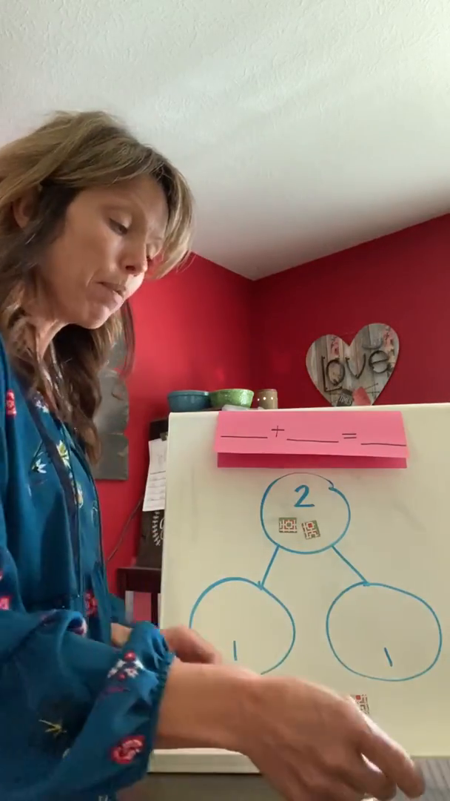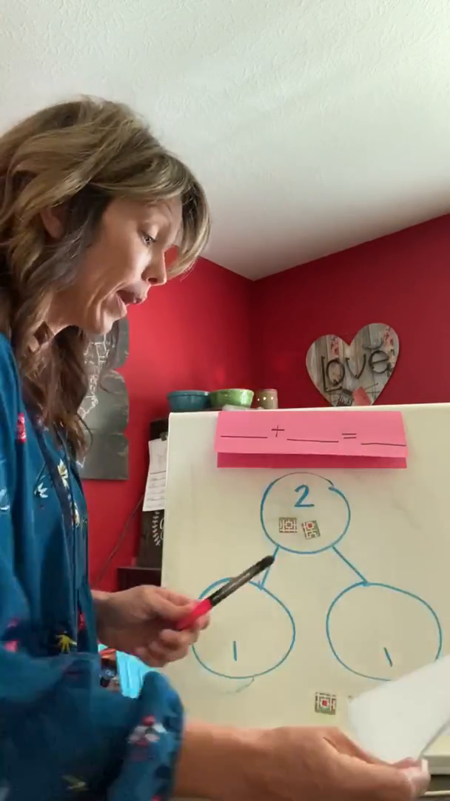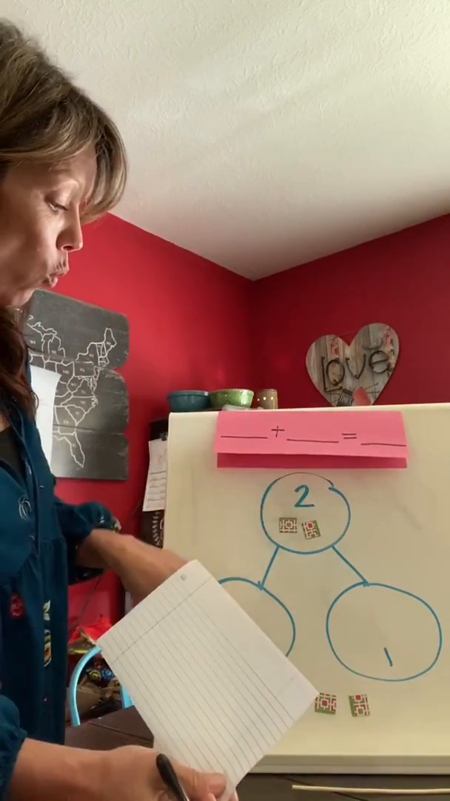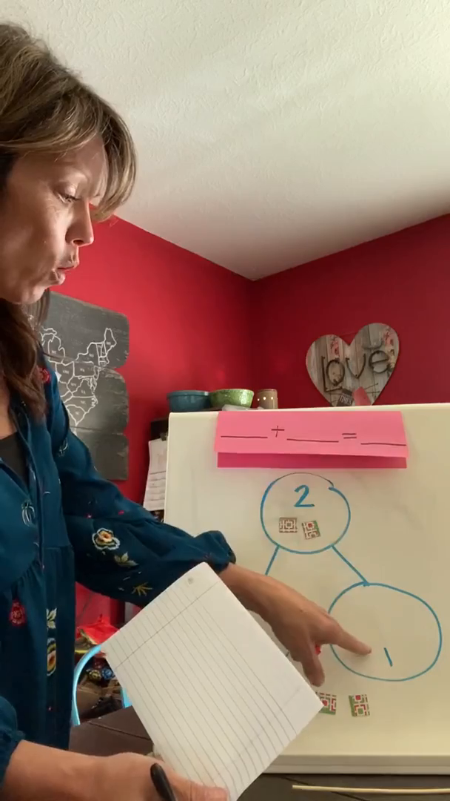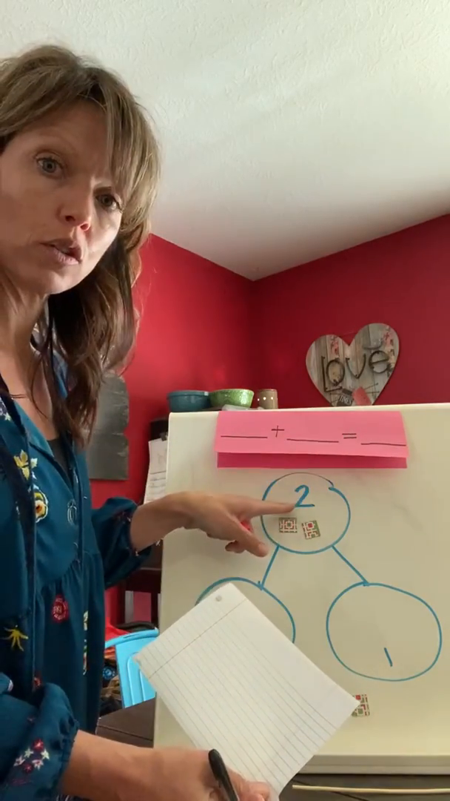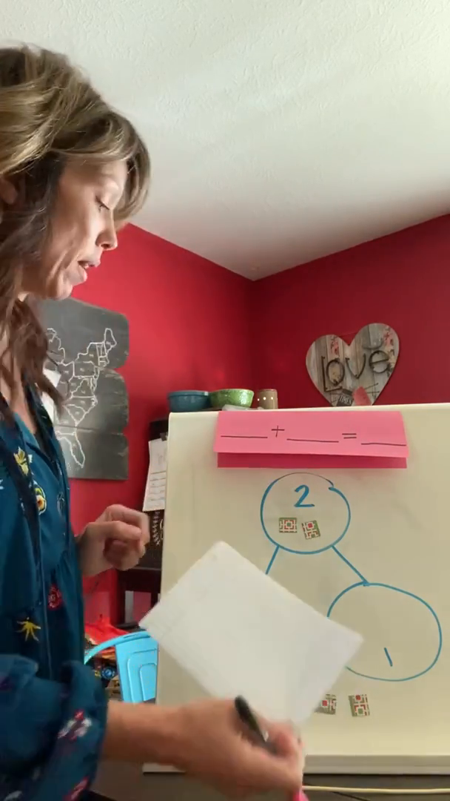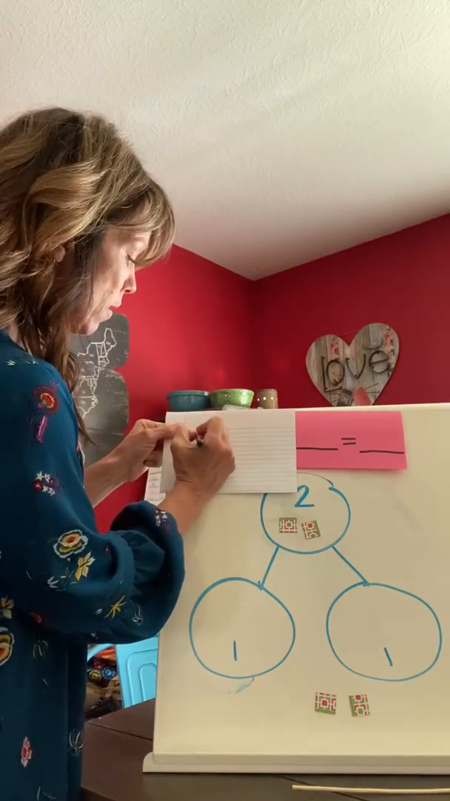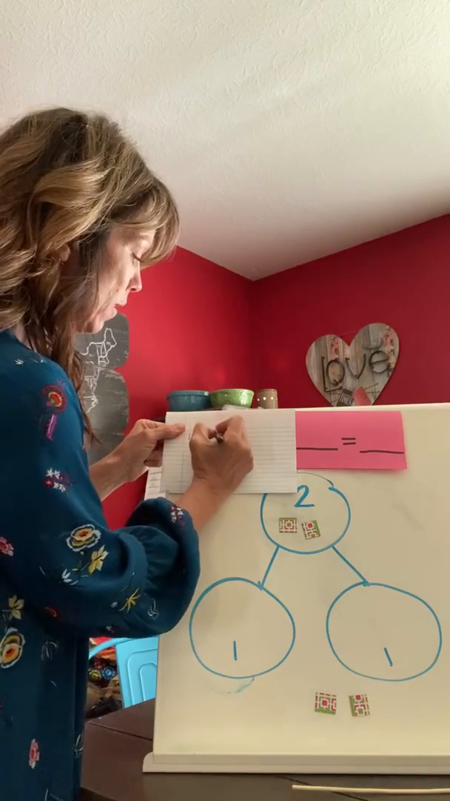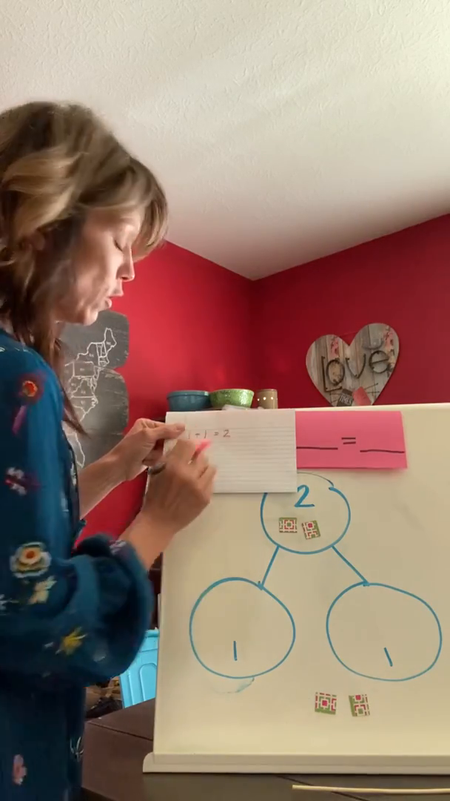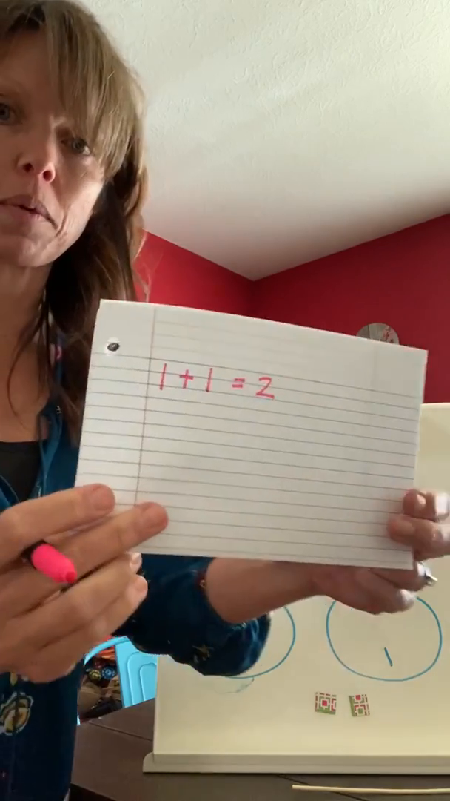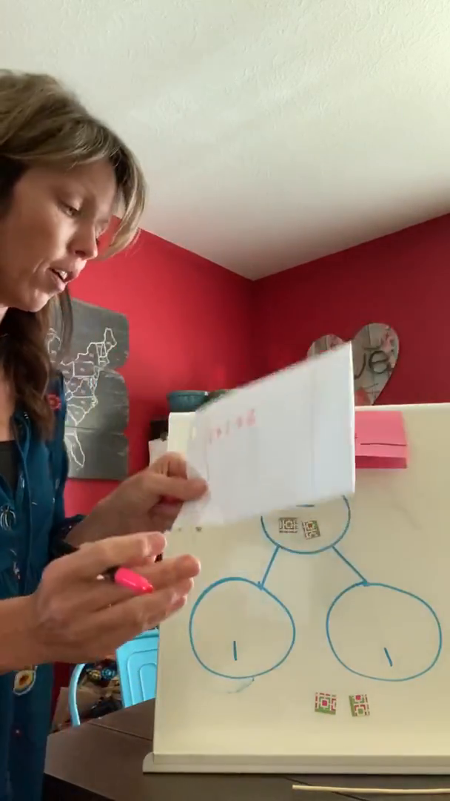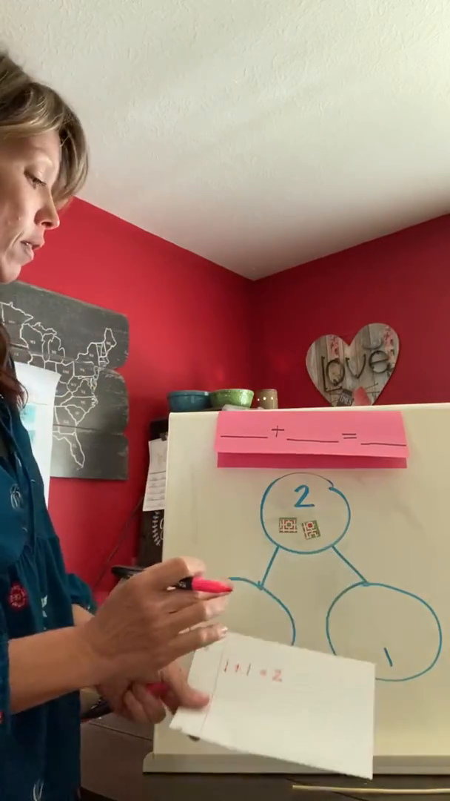So on your piece of paper, you can be writing a number sentence. 1 plus 1 equals 2. You want to try that? Okay, me too. I'm going to do it on my paper. 1 plus 1 equals 2. And I wrote that on my paper like this. All right, so we have our number sentence written.